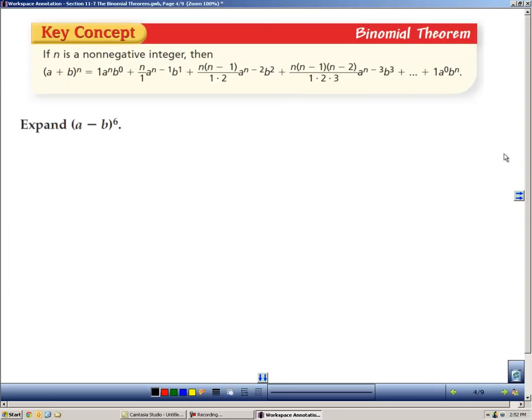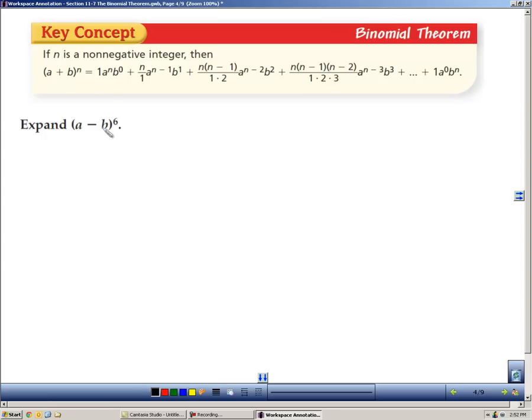So now that we've seen what the binomial expansion looks like, it leads us to this thing called the binomial theorem, which says if you have any binomial to an n power, you can expand it out using this pattern that you see here. And it looks real complicated, but I'm going to try to walk you through this example so we can do it.